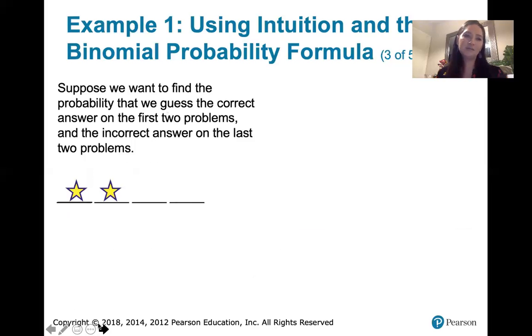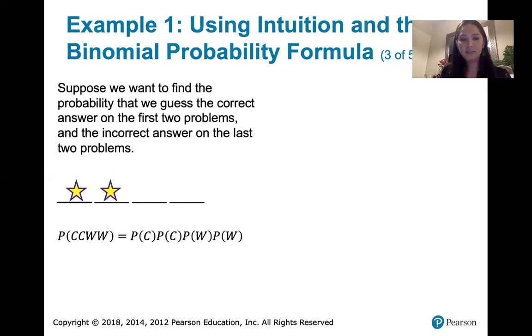So let's start here. Suppose you've got 4 problems. You're guessing on these 4 problems. And you guess the correct answer on the first 2 problems, and you guess incorrectly on the last 2 problems. If you want to find that probability, the probability of 2 correct answers, followed by 2 wrong answers, according to the multiplication counting rule, all you do is find the probability, or I guess it's not the multiplication counting rule, it's just the multiplication rule.